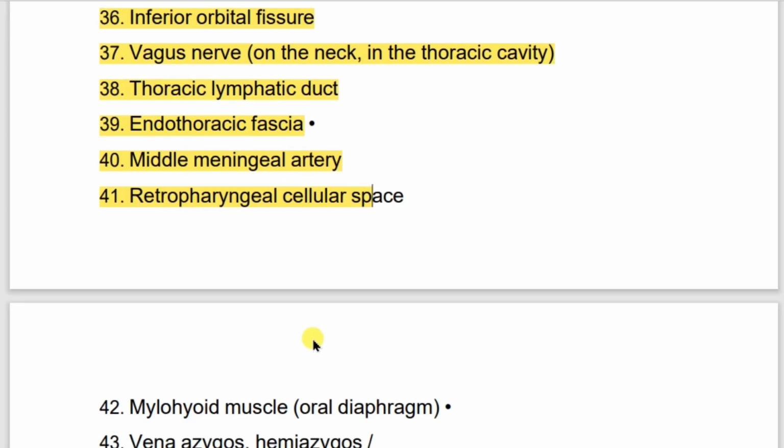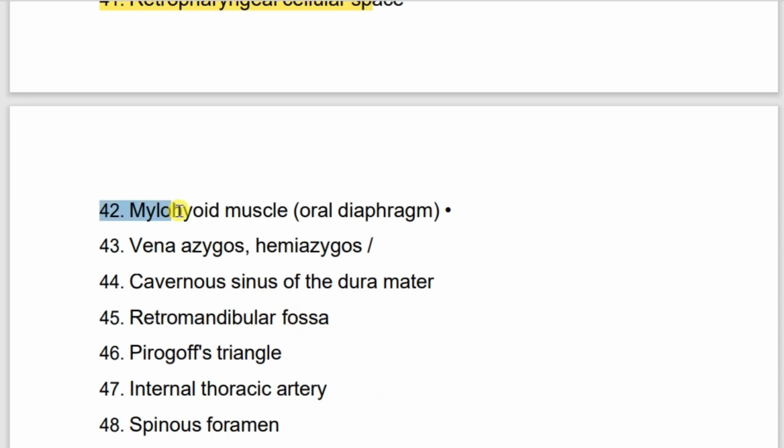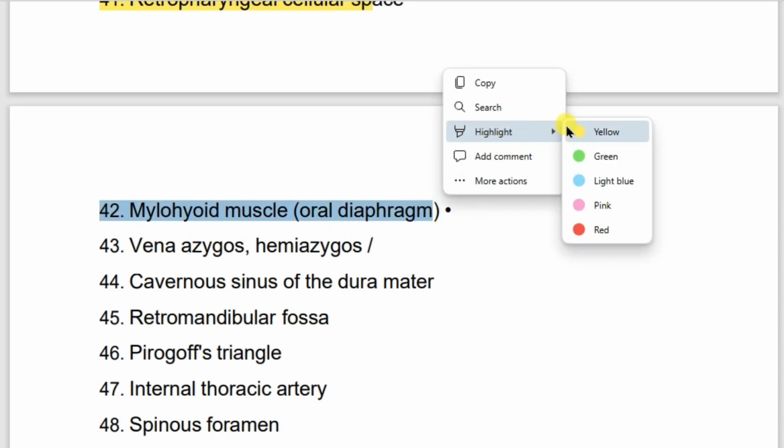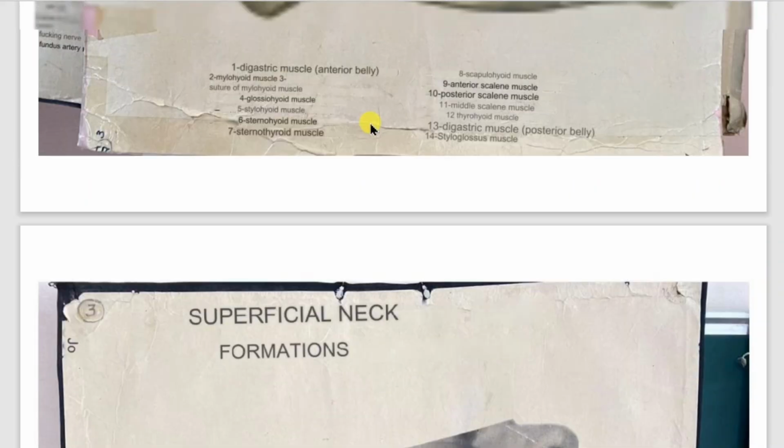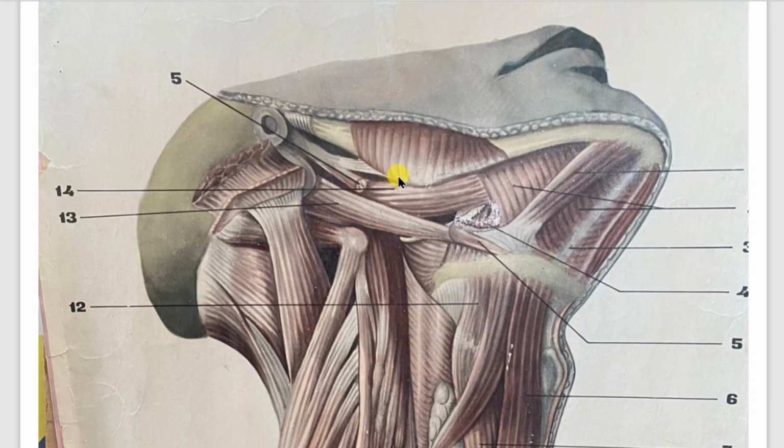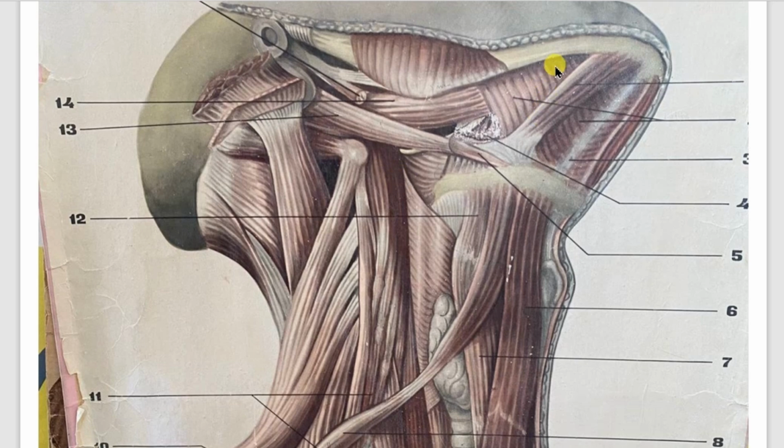So the next structure we have here is the mylohyoid muscle. Which region? Again, we can find it in the neck region. Here you can have a look. This one is our muscle, mylohyoid. As you can see here, it makes the floor of the diaphragm.